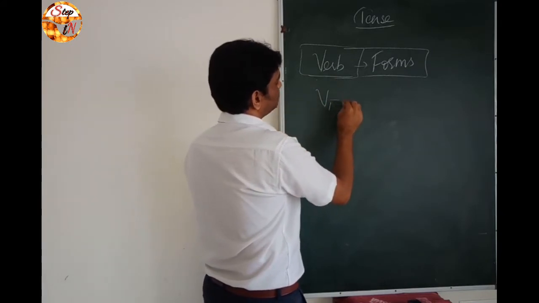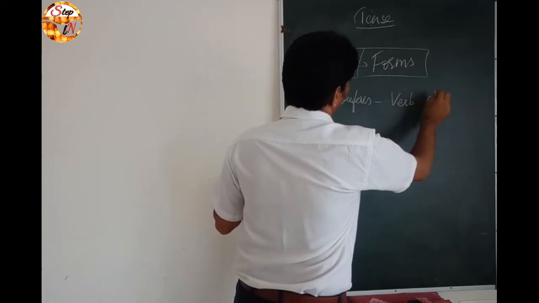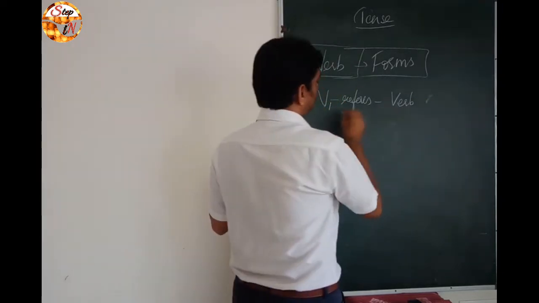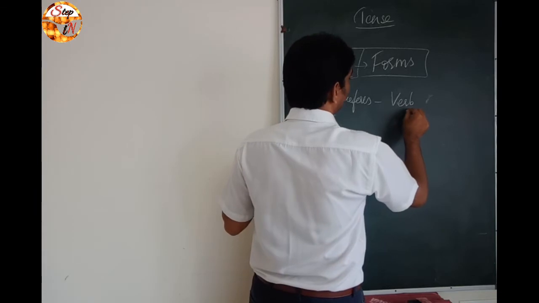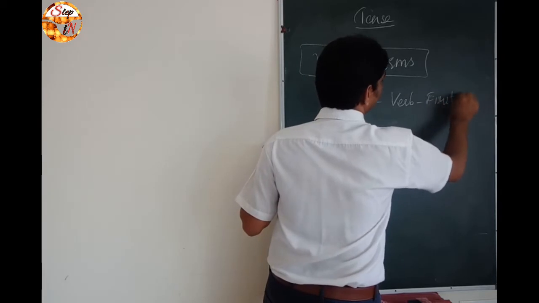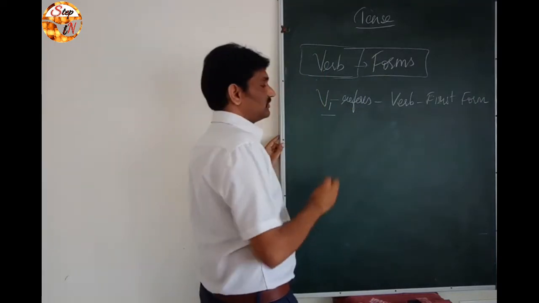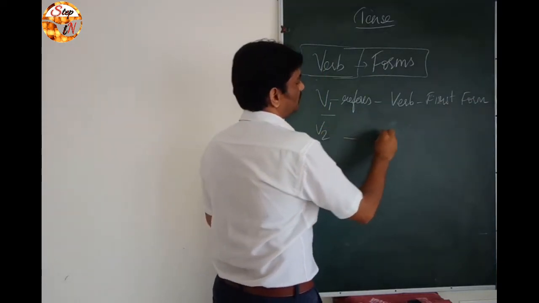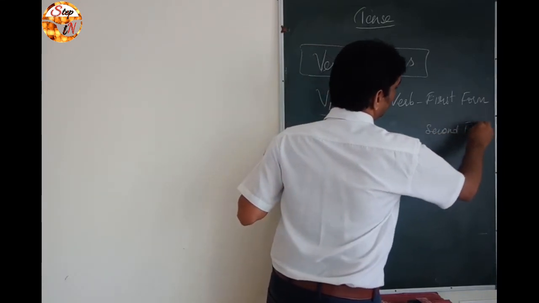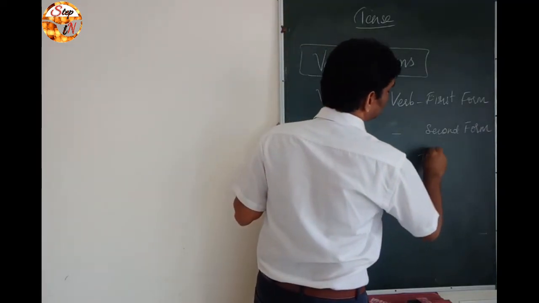So we refer here to verb 1. So verb 1 refers here to the verb, that is the first form. And V2 refers to the second form. And V3 refers here to the third form.